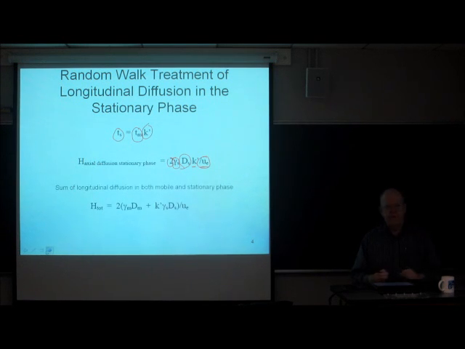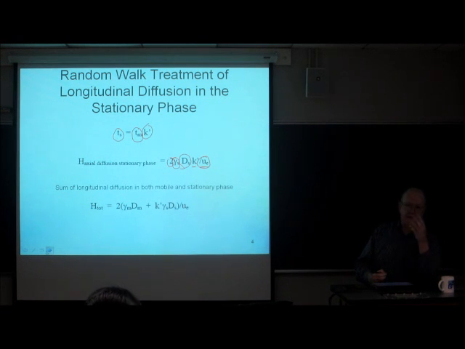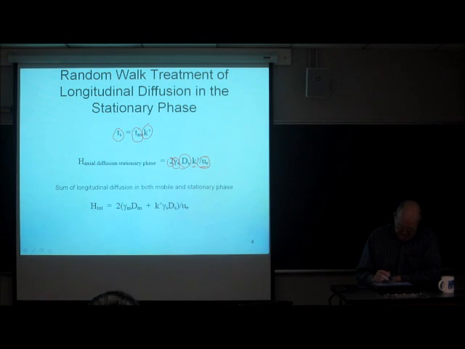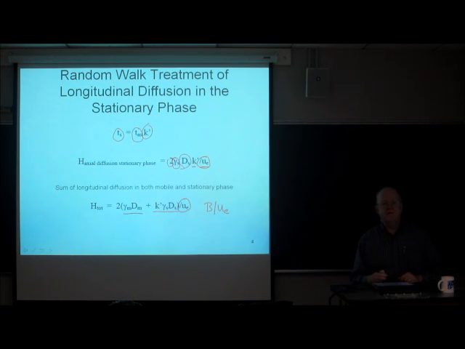What the B term really is, is the sum of the longitudinal diffusion in the mobile phase and the longitudinal diffusion in the stationary phase. So there's the mobile phase part, there's the stationary phase part, and there's the inverse dependence on the velocity. So this is the whole B over u sub e. And that's it. 2 parts.